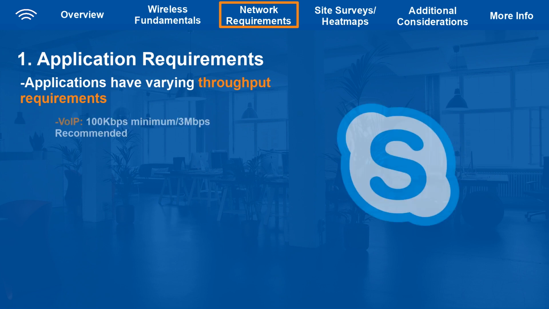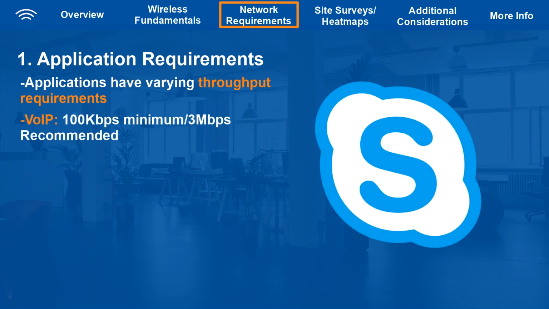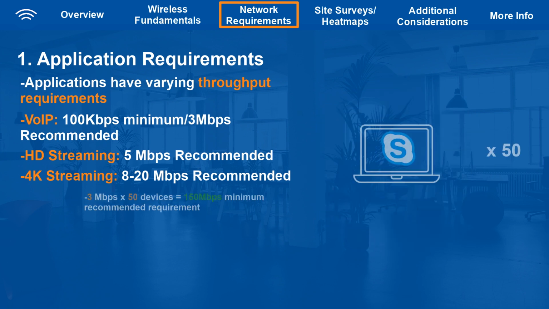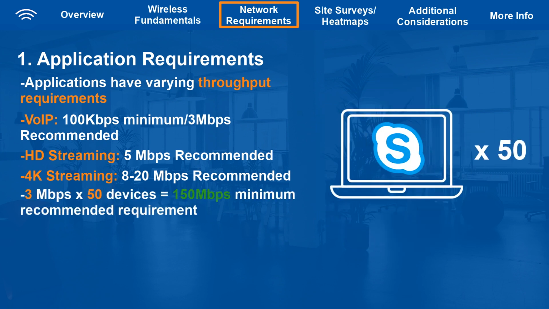For example, voice over IP has a minimum bandwidth requirement of 100 kilobits per second up and down, but 3 megabits per second is recommended. 1080p video streaming has a recommended bandwidth requirement of 5 megabits per second, and 4K streaming has a recommended 8 to 20 megabits per second. Now, these all don't sound like a lot, but if you have 50 users on Skype calls at the same time, you need at least a 150 megabits per second network to meet the recommended throughput requirement.